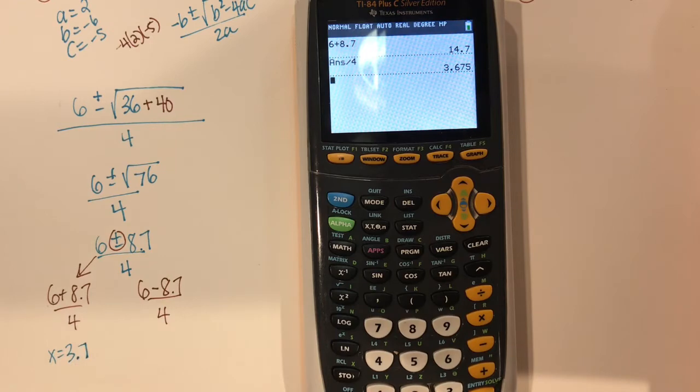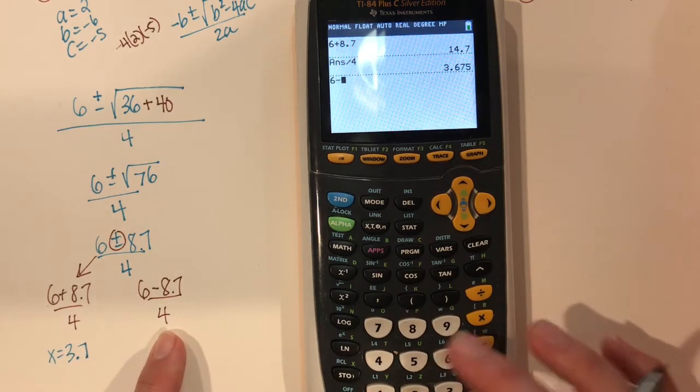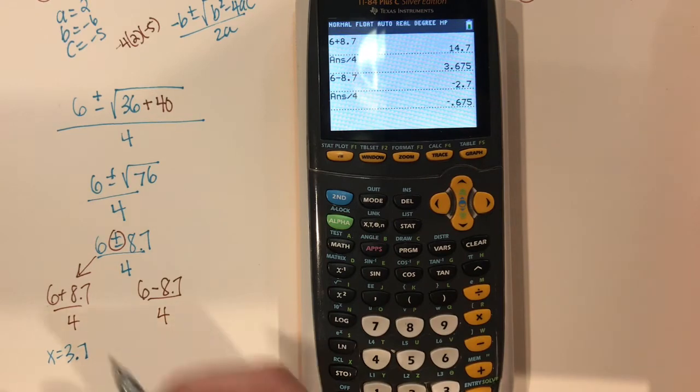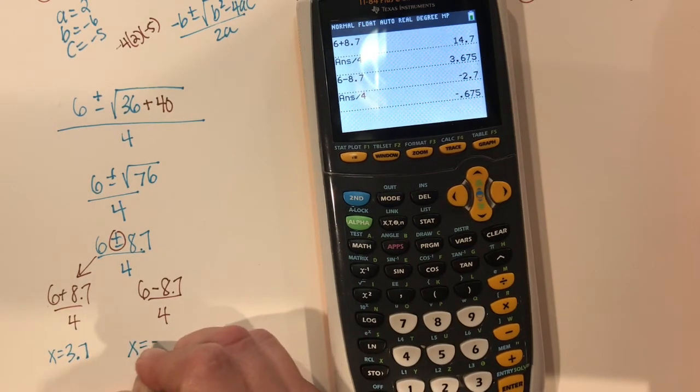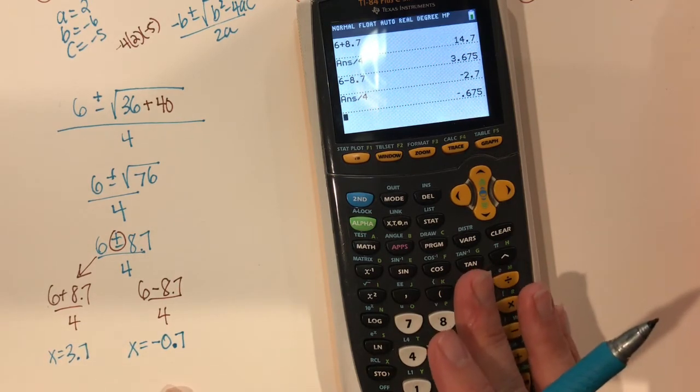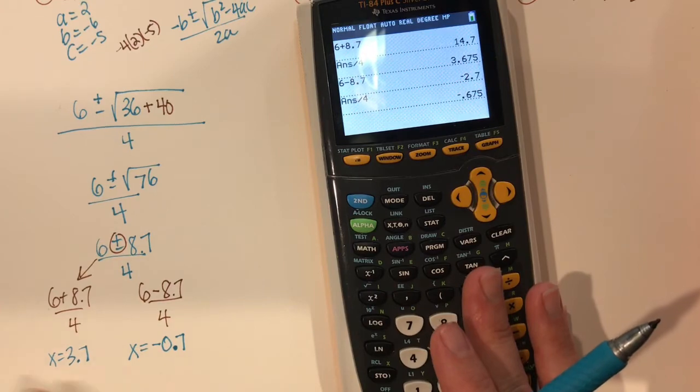let's just say 3.7. And then when we do 6 minus 8.7, hit enter, divided by 4, you get x equals -0.7. So we're just going to round our answers to the nearest tenth. Again, if you would type this on Desmos, this graph, you would see that's where they cross the x-axis.